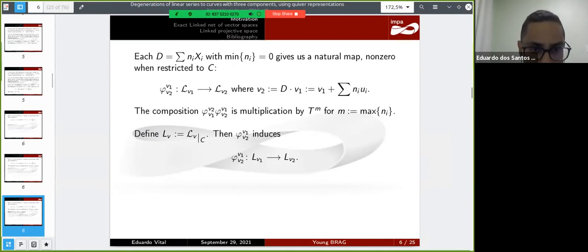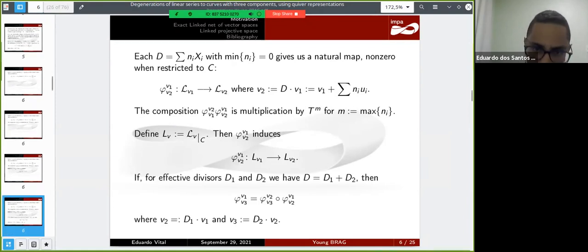Now, when you define L_v as the restriction of L_v on the surface X to the curve C, then the map φ from v1 to v2 induces another map from L_v1 to L_v2, now on the curve C, and you keep denoting it by φ from v1 to v2. Here there is an abuse of notation. And now, if for effective divisors D1 and D2 you write D as the sum of D1 and D2, then you have that the map from v1 to v3 is the composition of the map from v1 to v2 and from v2 to v3, where v2 is equal to D1 dot v1, here's the definition of the dot, and v3 is equal to D2 dot v2.